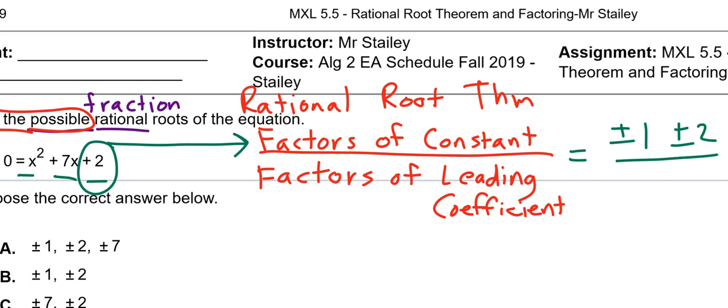What's my leading coefficient here? 1, right? My leading coefficient up here in front is a 1. And the only numbers I can think of that multiply together to give me +1 are positive and -1. Now I'm saying +1 times +1 and -1 times -1. But to shorten it up, I'm saying plus and minus 1. So factors of the constant go on top. Factors of the leading coefficient go on the bottom. So what would the answer be?